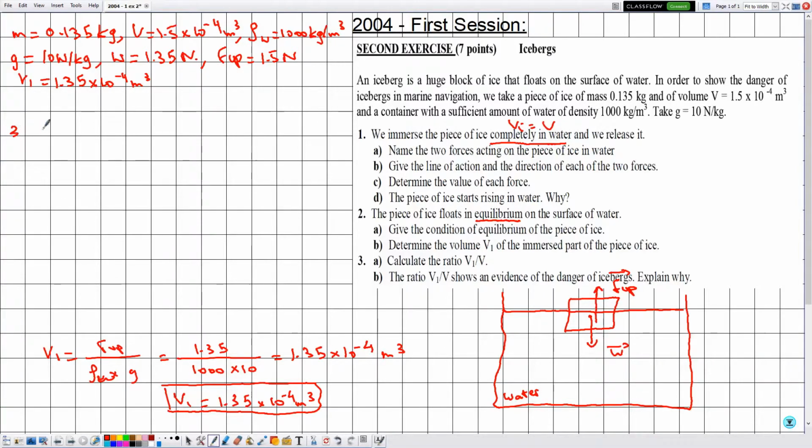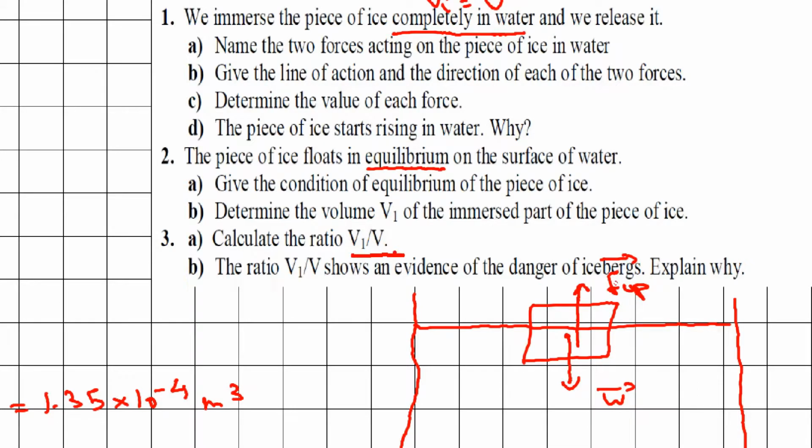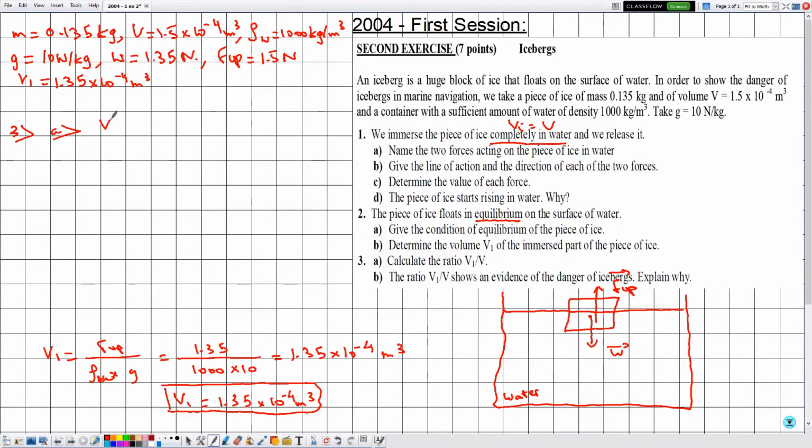Now part 3, part A. Calculate the ratio V1 divided by V. So the ratio means the fraction V1 over V. Now the value of V1 is 1.35 times 10 to the power minus 4 over 1.5, the value of V, times 10 to the power minus 4. Plugging this fraction on the calculator, V1 divided by V is 0.9.